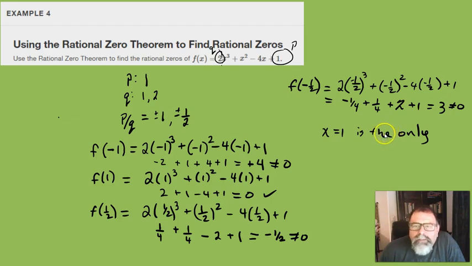There could be irrational zeros. In fact, there's 2 of them. So if I did the synthetic division to find the quotient of dividing out the x minus 1, then I can use the quadratic formula to get the irrational zeros. So x equals 1 is the only rational 0 of f.